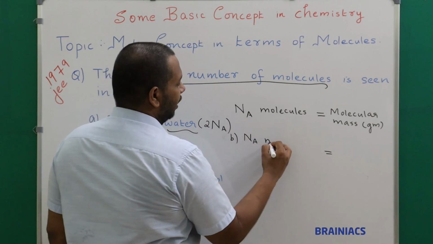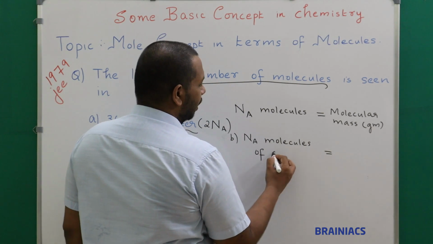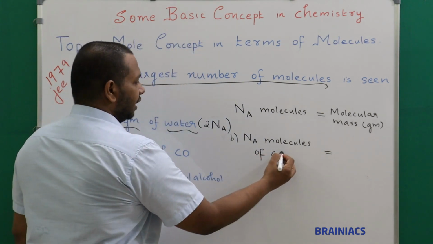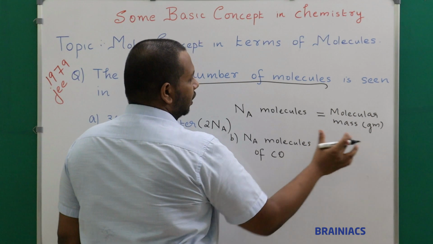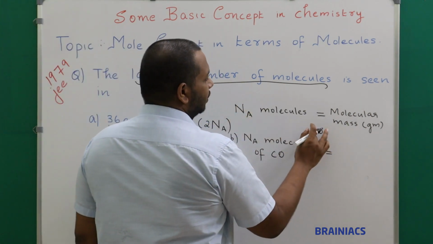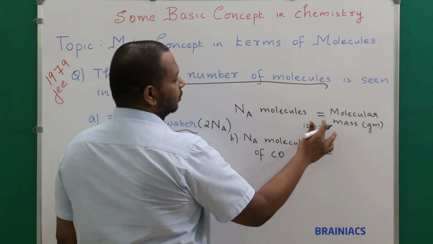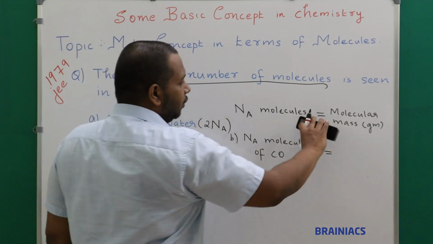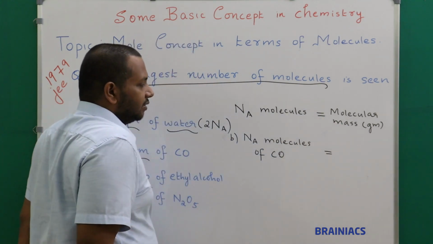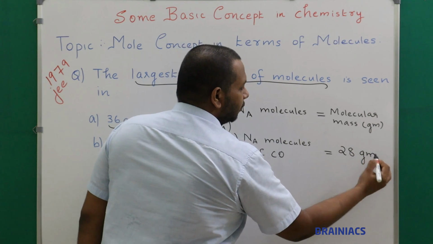So I am saying Na molecules of carbon monoxide, and that will be weighing how much? Molecular mass in grams. So what is the molecular mass of carbon monoxide? Carbon it is 12 and oxygen it is 16. So 16 plus 12 it will become 28. So I can say it is 28 gram. So this is my fundamental formula.